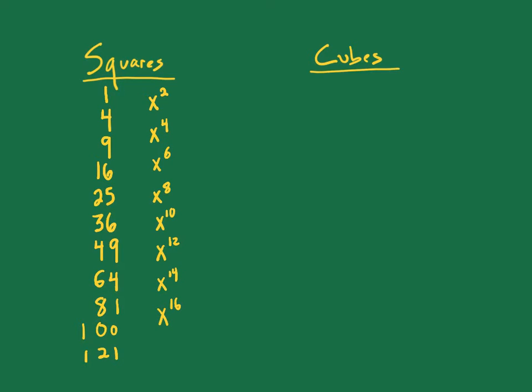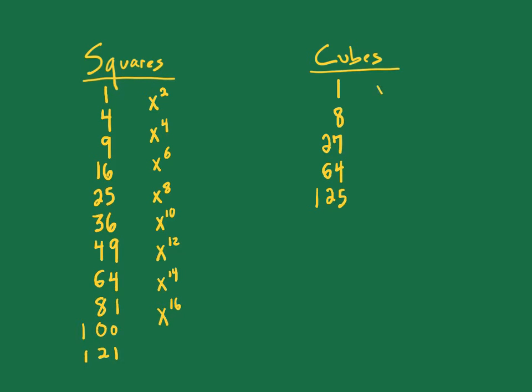And then cubes, sort of the same idea. You're cubing things. So 1 cubed, 1 times 1 times 1. 2 cubed, 2 times 2 times 2. 3 times 3 times 3. 4 times 4 times 4. 5 times 5 times 5. Your list for cubes can be a lot shorter than squares just because you'll see a lot less cubes.